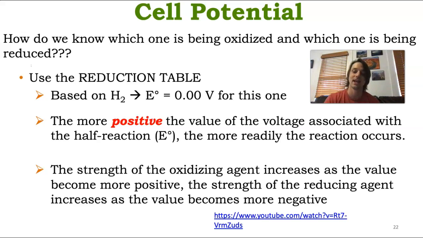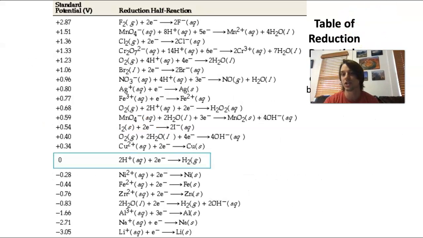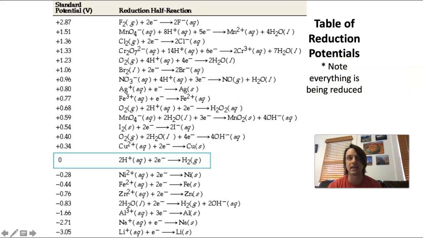Now, in this table, this is what it looks like. It's called a reduction table. Everything is measured against a standard, and that standard is hydrogen.